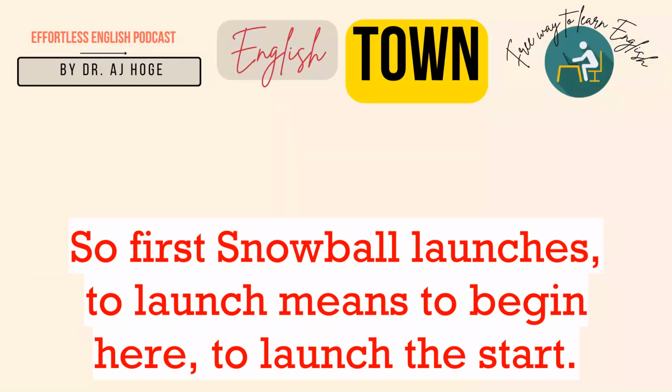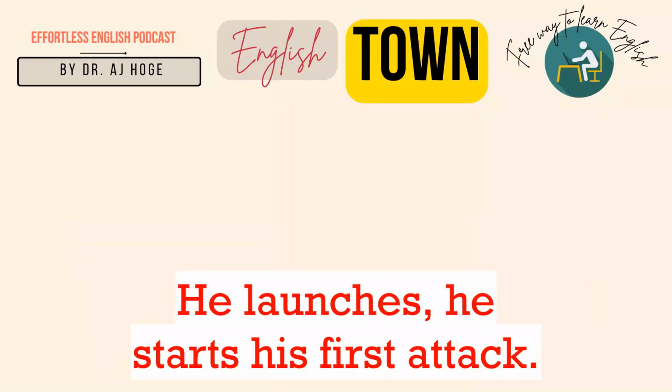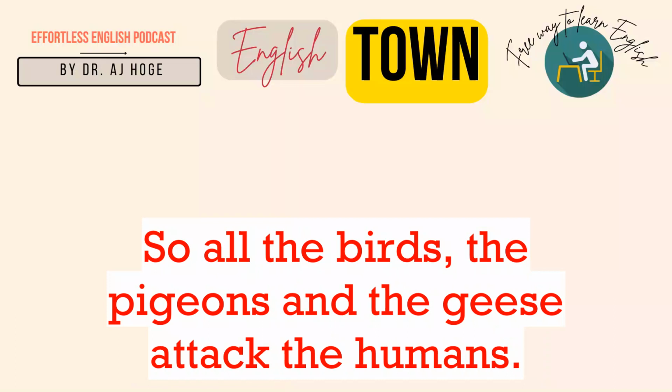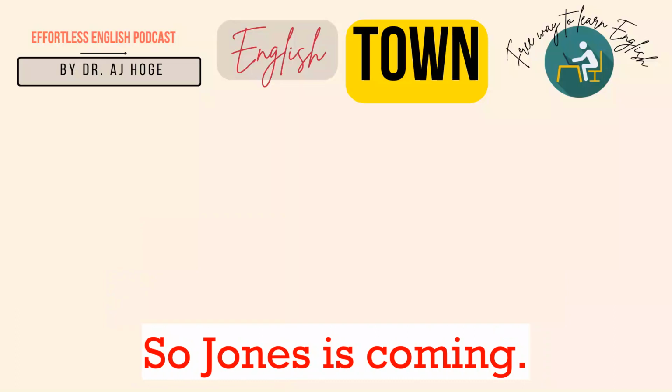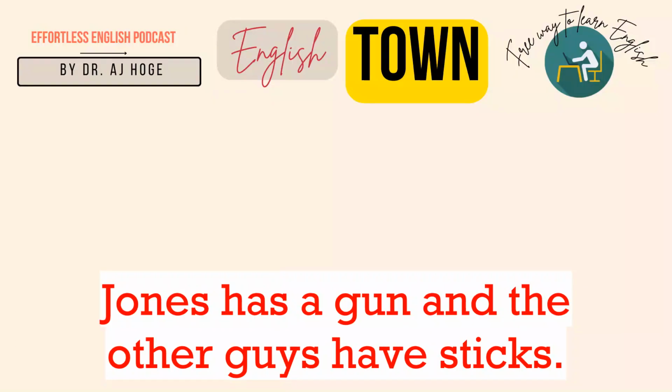So first, Snowball launches. To launch means to begin here. To launch, to start. He starts his first attack. So all the birds, the pigeons and the geese, attack the humans. So Jones is coming. Jones has a gun. And the other guys have like sticks.